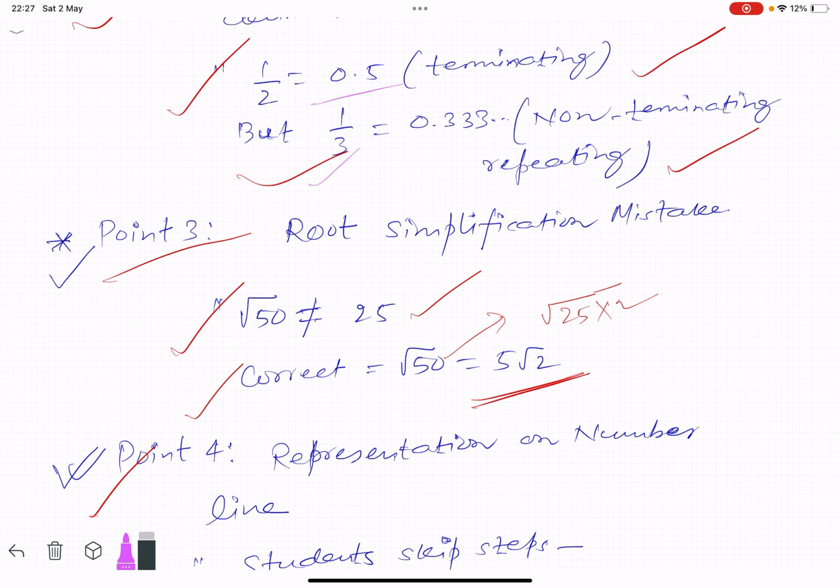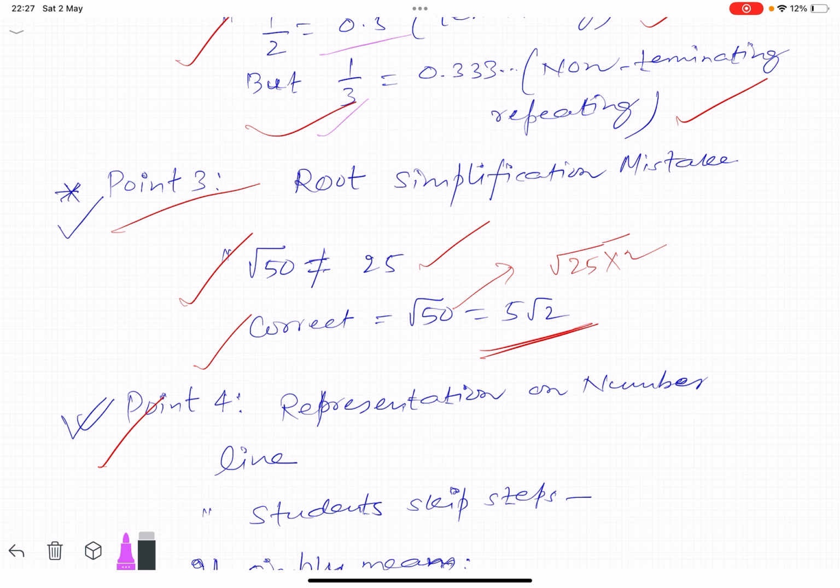Point 3, root simplification mistake. Root 50 is not equal to 25. Correct is root 50 is equal to root under 25 into 2. That will be 5 root 2.